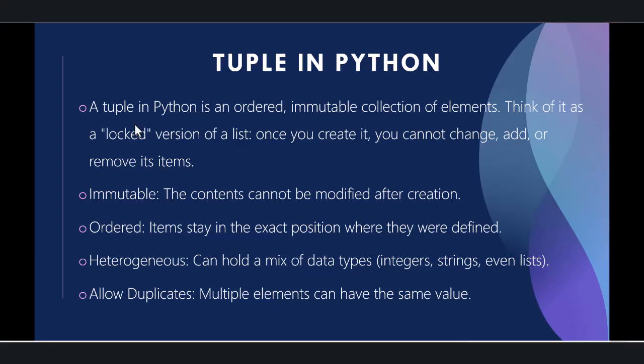Here, ordered is nothing but items stay in the exact position where they are defined. Once it is defined, the items will stay in the same exact position, that is called ordered. Immutable here is nothing but the contents cannot be modified after the creation. Once we create the tuple, the content or the items cannot be modified. And these are collections of elements.